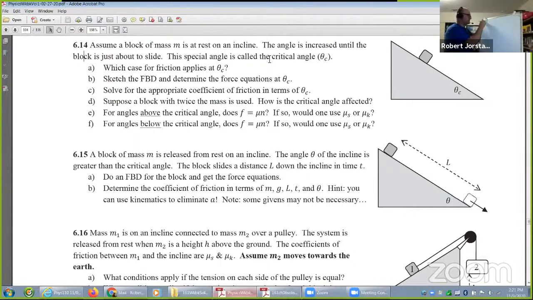Six point 14. There's a block up here. I suppose I better get out the old classic here.